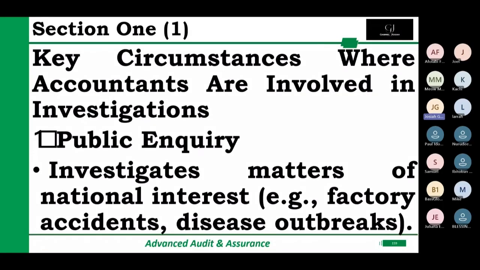So key circumstances where accountants are involved in investigations are areas of public inquiry, matters of national interest around factory accidents, diseases, outbreaks. Like during COVID, some chartered accountants were asked to carry out some risk assessment, carry out investigations on the outbreak, aside the health bodies that were working actively to address the issue of COVID. There were also investigations by chartered accountants to look at risk areas, to publicly inquire on the issues around some of those pandemic challenges at that time. So public inquiry could be circumstances that will warrant investigations.